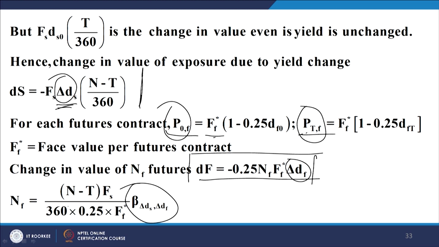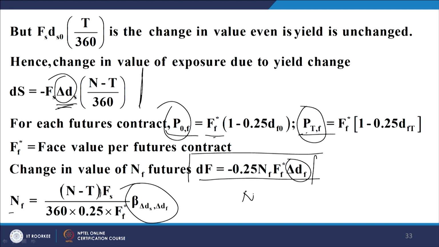In fact, if you work out the variance of the portfolio comprising ds and df, and thereafter you try to optimize it, to minimize the variance, you end up with this expression, as we have done so many times. So, this is the optimal number of contracts that we require for hedging in the case of an existing T-bill portfolio. Please note, the important thing is that this number of contracts is proportional to n minus t.